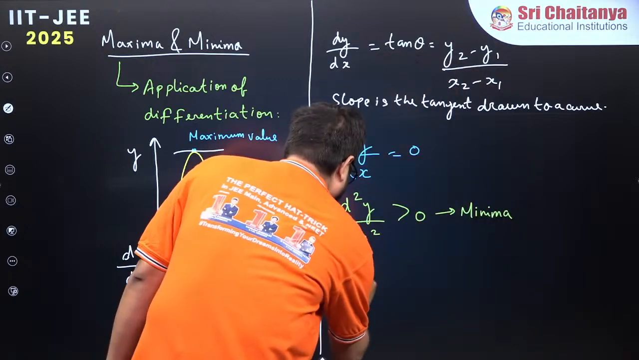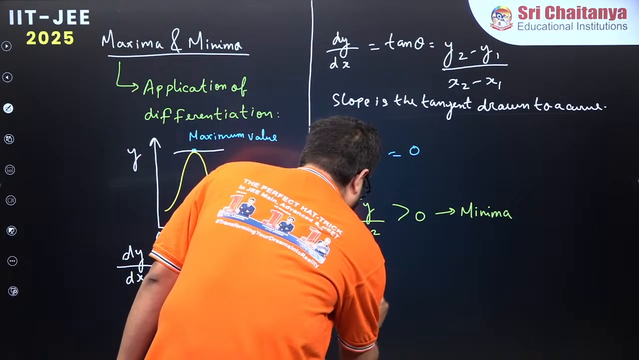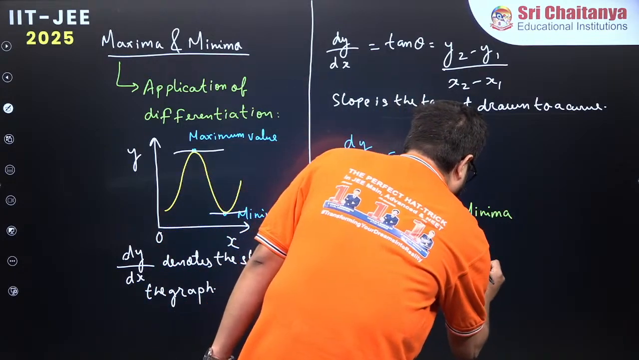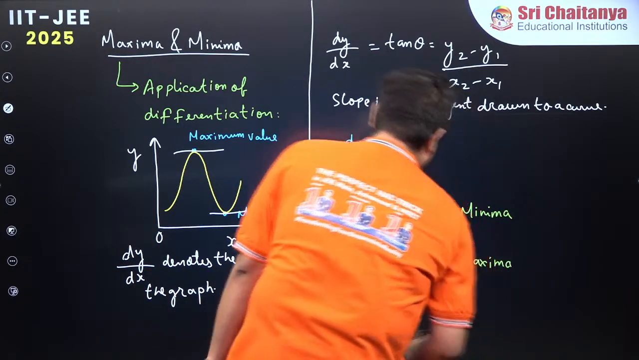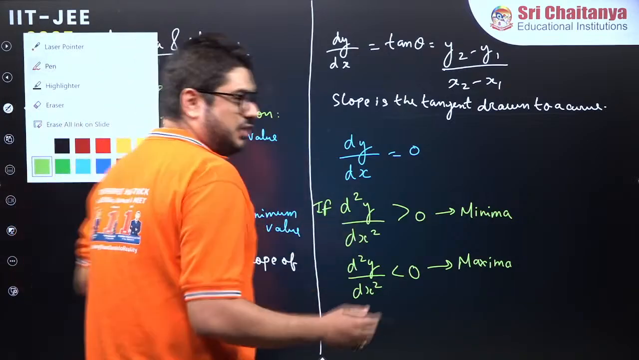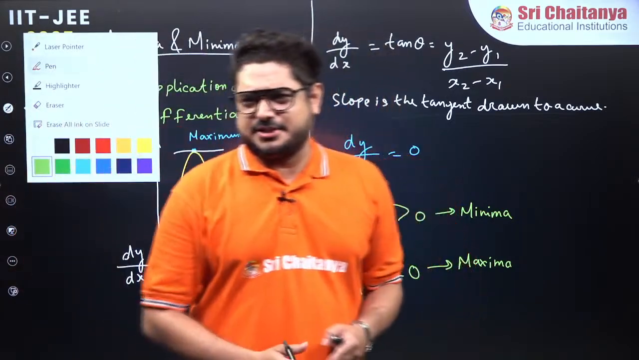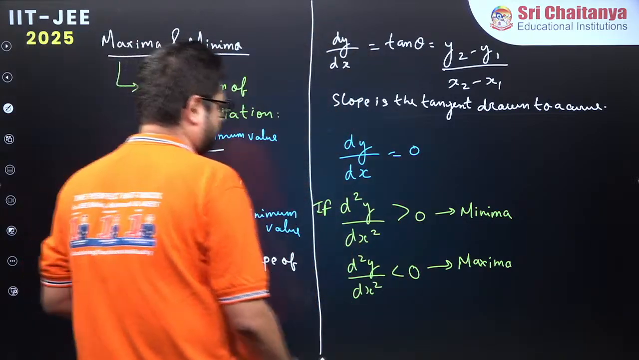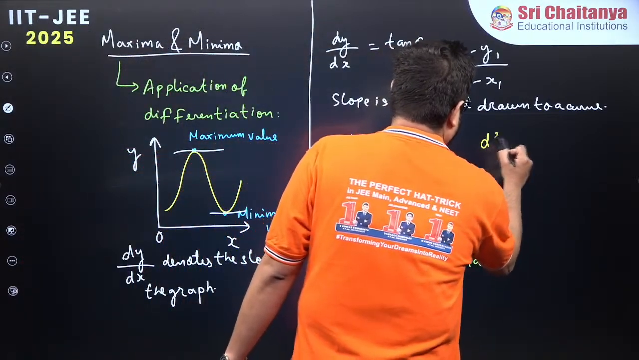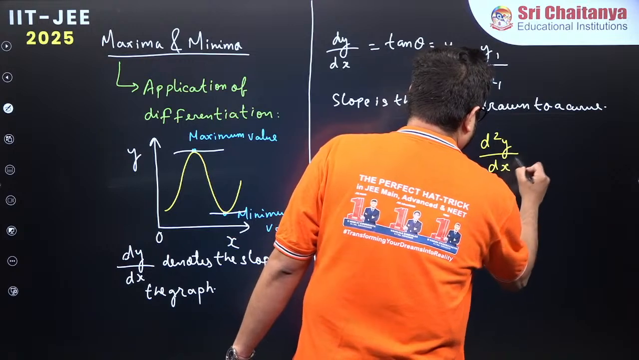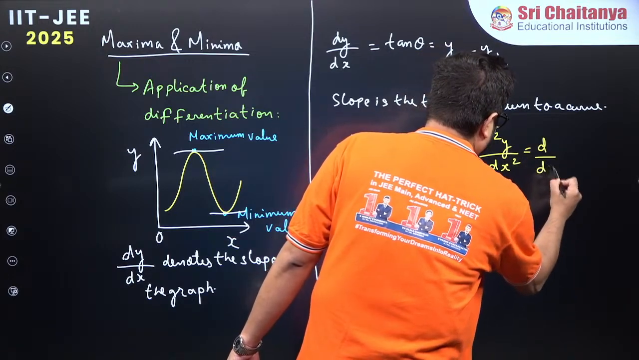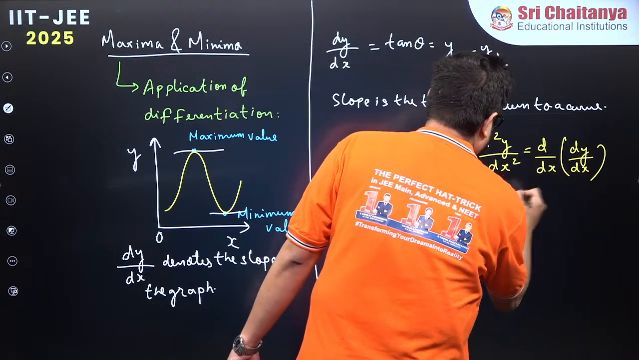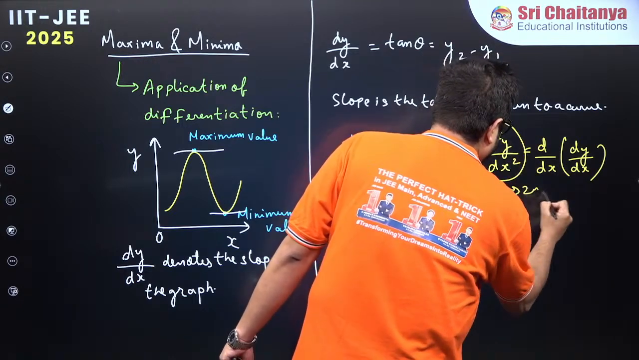And if d2y by dx2 is proving out to be less than 0, we are going to be getting a maxima. In short, what is d2y by dx2? I have already used this term a couple of times in the previous lecture sessions, if you can recall. This d2y by dx2 is known as the second derivative. d2y by dx2 is nothing but d by dx of dy by dx. This denotes the second derivative.